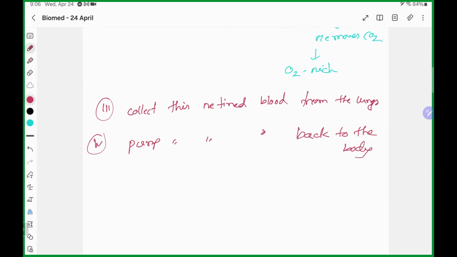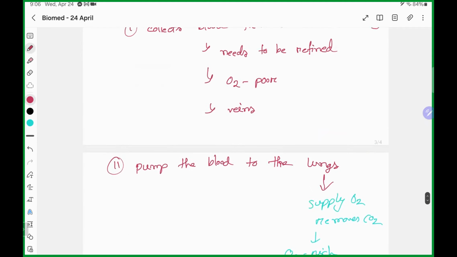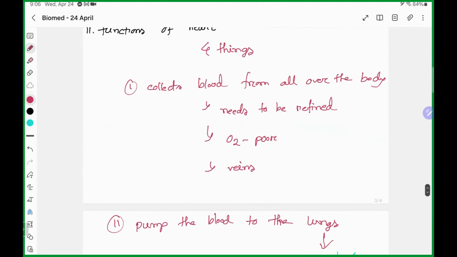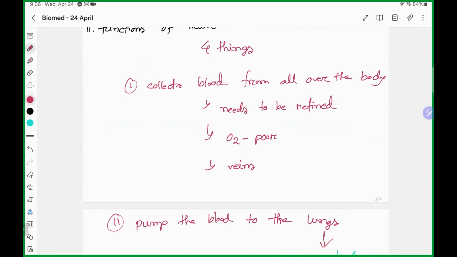And it actually happens every minute, every second. 70 times, 80 times, it is continuously happening. It never stops. From the moment we are born, it is said that the moment we have the heart is the moment we were born. From the fetus stage, our heart starts pumping, and this process continues until the end. So these are the 4 things.